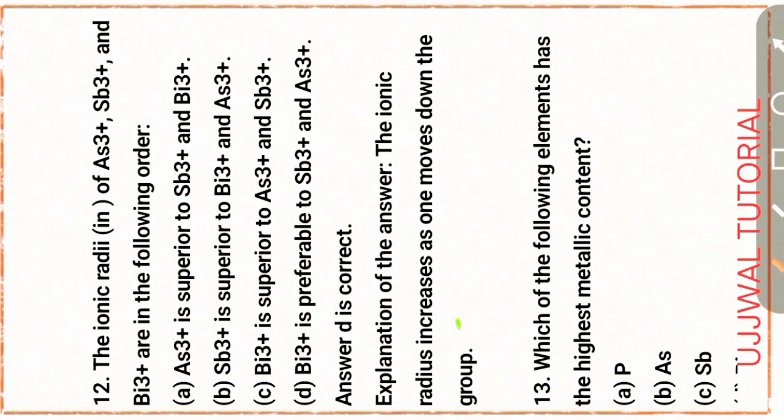Bismuth cation is greater than antimony and arsenic. The explanation for this part: the ionic radius increases as one moves down the group. Okay.